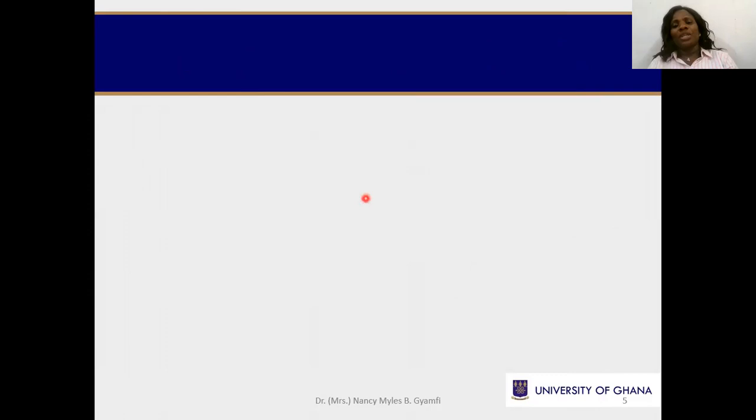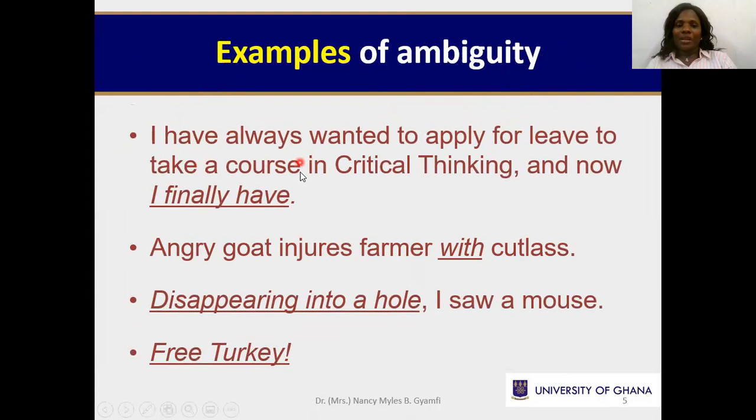So on the screen now, you would see example one, highlighting: I have always wanted to apply for leave to take a course in critical thinking, and now I finally have. We are showing you where the problem is. When you say, and now I finally have, you render this whole single expression what? Ambiguous. And now I finally have done what? See what he said. I have always wanted to apply for leave to take a course. First, I have always wanted to apply for leave, and then what? To take a course.